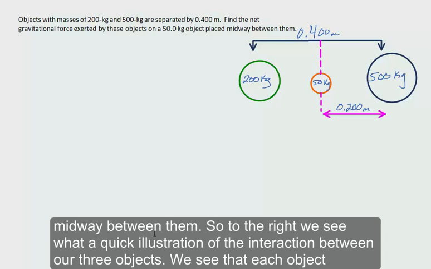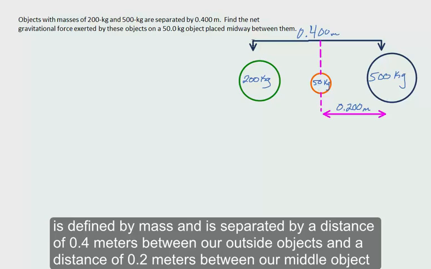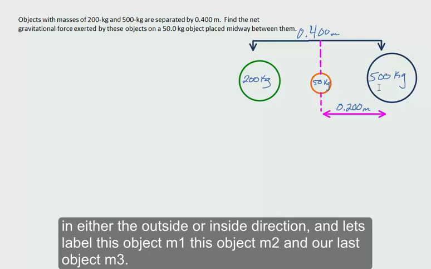So to the right we see a quick illustration of the interaction between our three objects. We see that each object is defined by mass and is separated by a distance of 0.4 meters between our outside objects and a distance of 0.2 meters between our middle object and either outside object. And let's label this object M1, this object M2, and our last object M3.